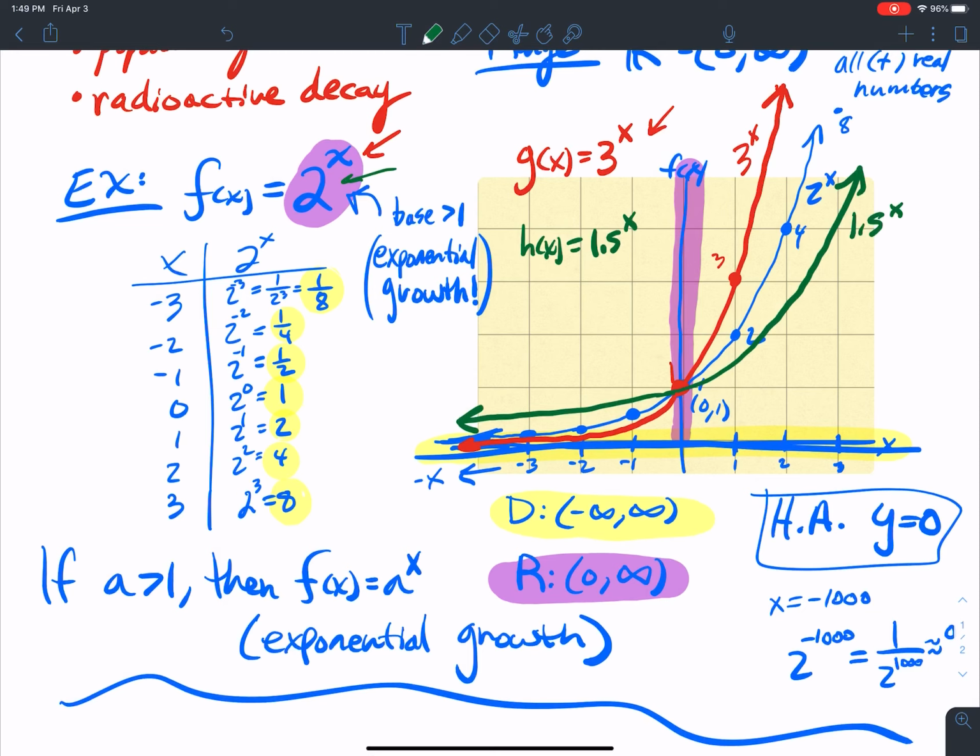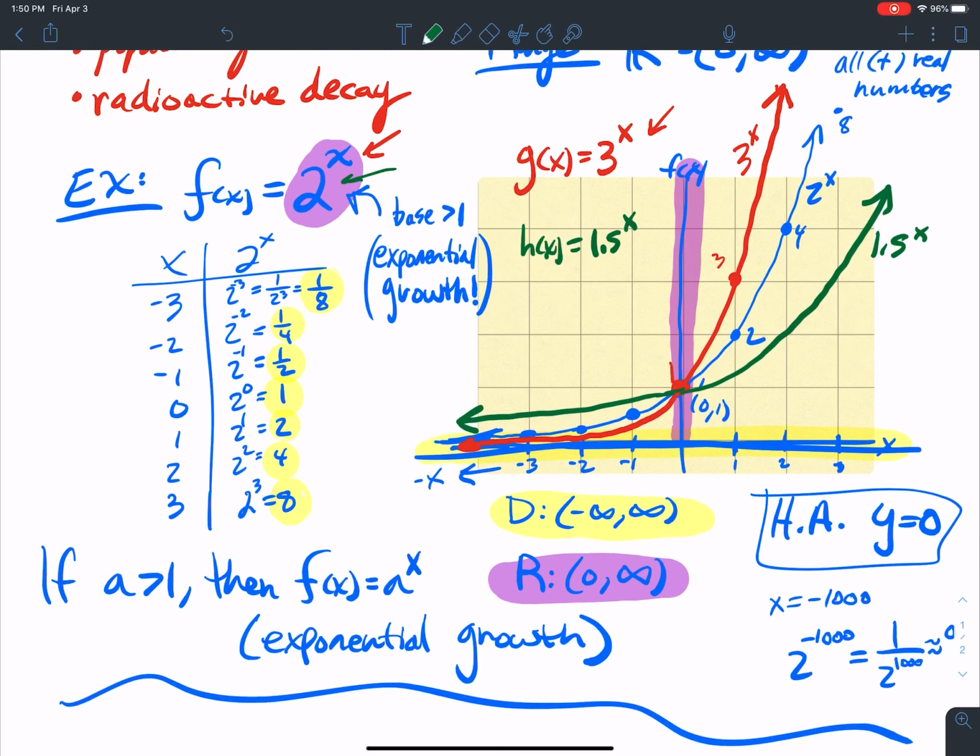So as you adjust the base, make it bigger or smaller, it's going to either make it steeper or make it less steep. So the higher that base, the bigger it is, the steeper that it gets. The closer it is to 1, the less steep that it is. So hopefully that helps you out.